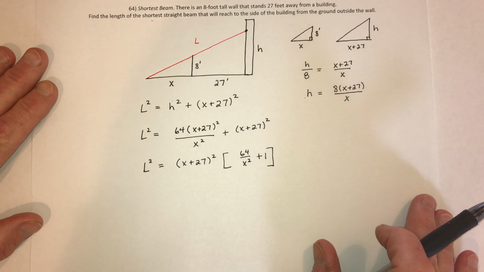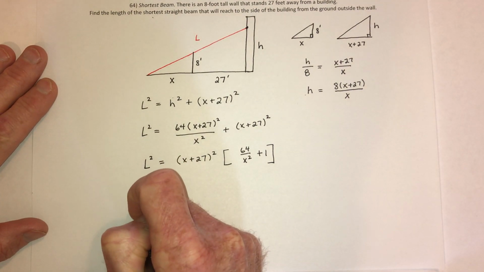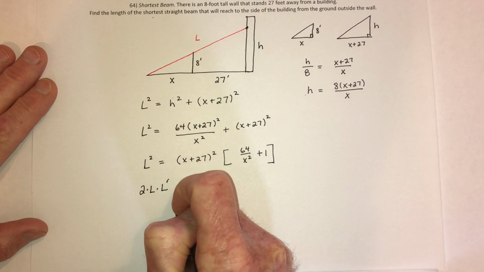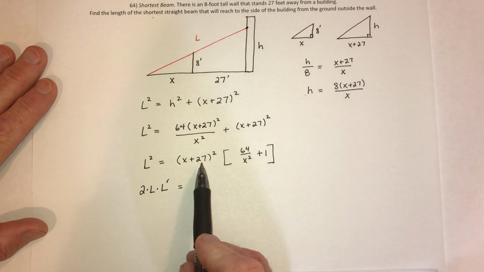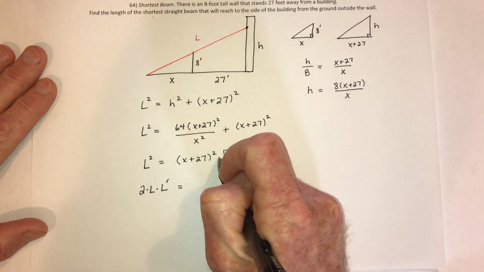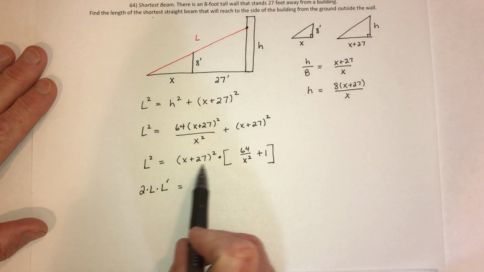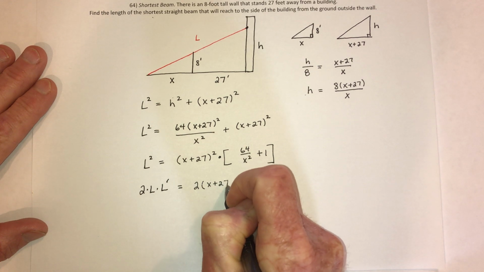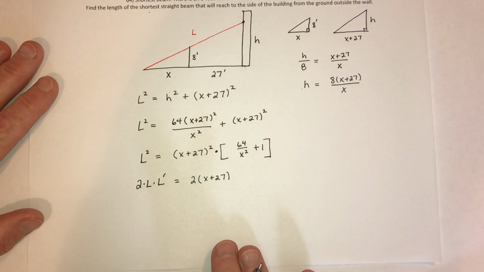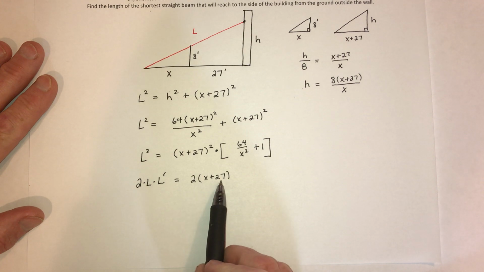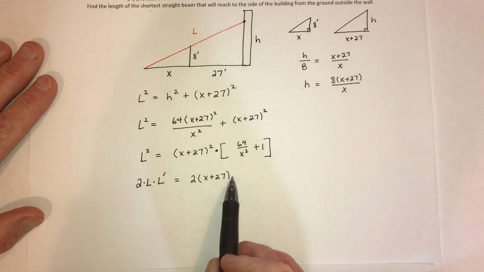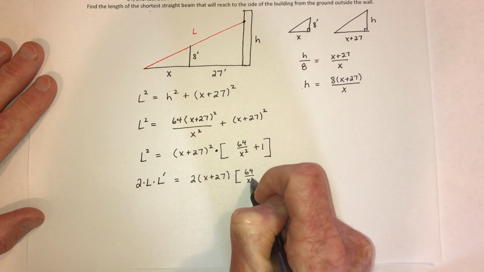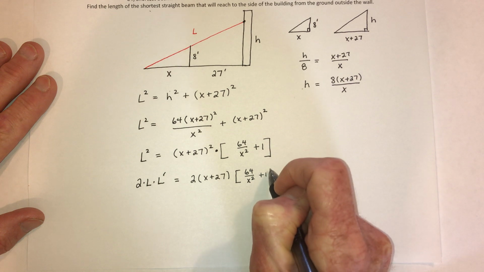Well, on the left-hand side, when you take the derivative, it will be 2 times L, and then because of the chain rule, times L prime. On this side, I need to use the product rule. So this is a product. Take the derivative of the first thing, which is going to be 2 times X plus 27. Subtract 1 from the exponent. And with the chain rule, the derivative would be 1, so multiply by 1. Now I'll leave this one alone, 64 over X squared.